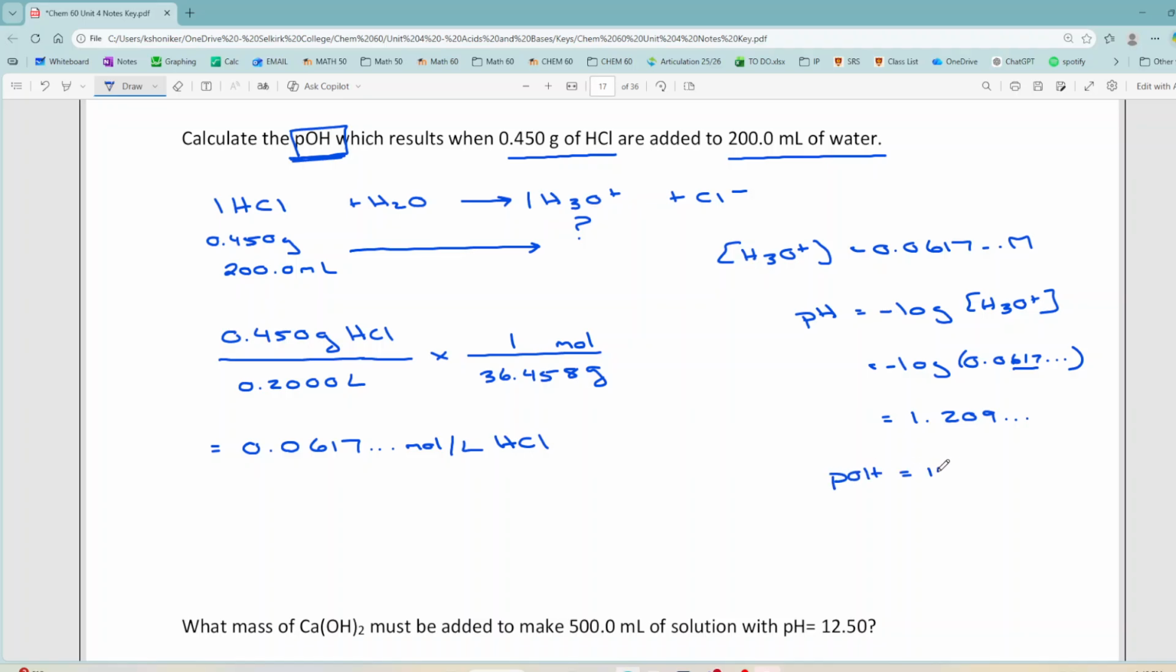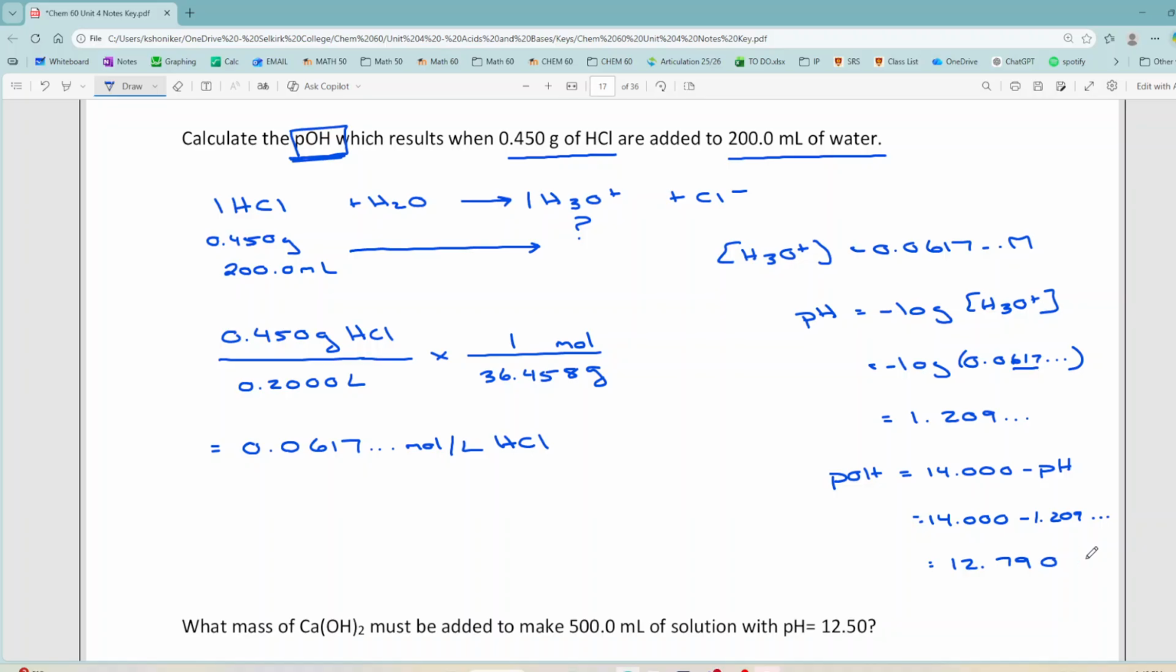My pOH is going to be 14 minus the pH, so it's going to be 14 minus the 1.209 ... So in my calculator, I'm just going to hit 14 minus the answer, and I get 12.790.